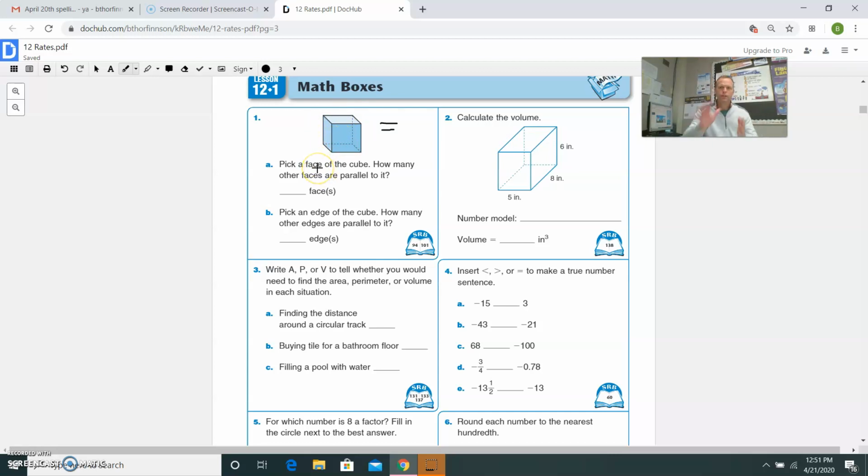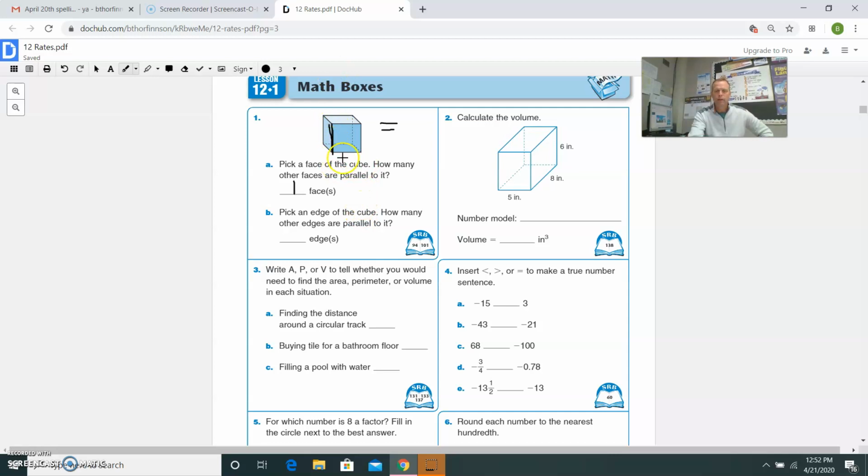If you took that face and you just let them expand and go on and on forever and ever, they would be the ones that are parallel with each other. Okay, so there is one face that is parallel to it. It says pick the edge of a cube. So if we pick the edge, doesn't matter. Let's pick this edge right here. How many other edges would be parallel to that, would run on and on?